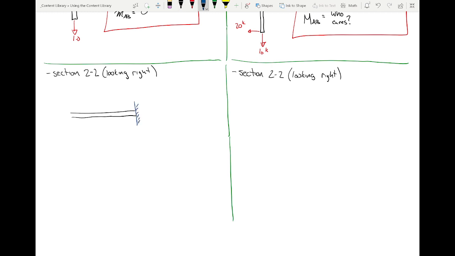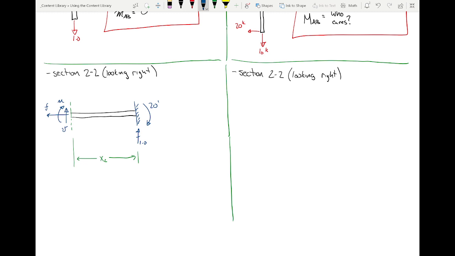We've got this support condition right there. I think we found that the reactions were that this was 1, and this was, which way did I have it going? Yeah, like that. This was 20. This is x2. And then here's our section cut. And so we have, let's see, what do we got? We've got a shear. Oh, these are virtual, sorry.